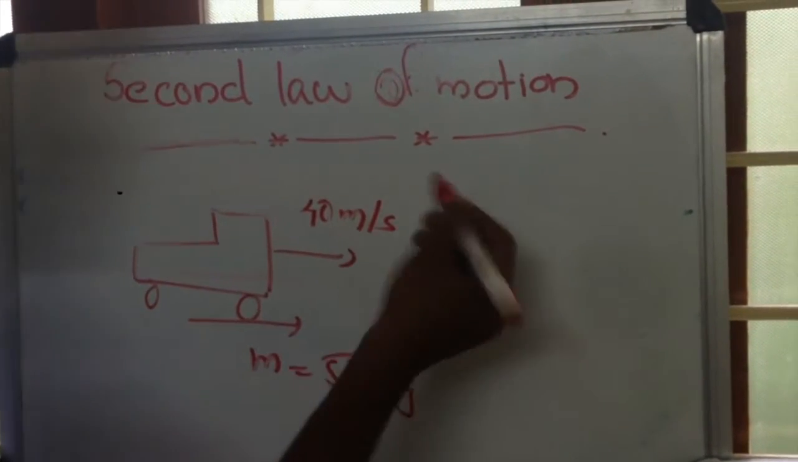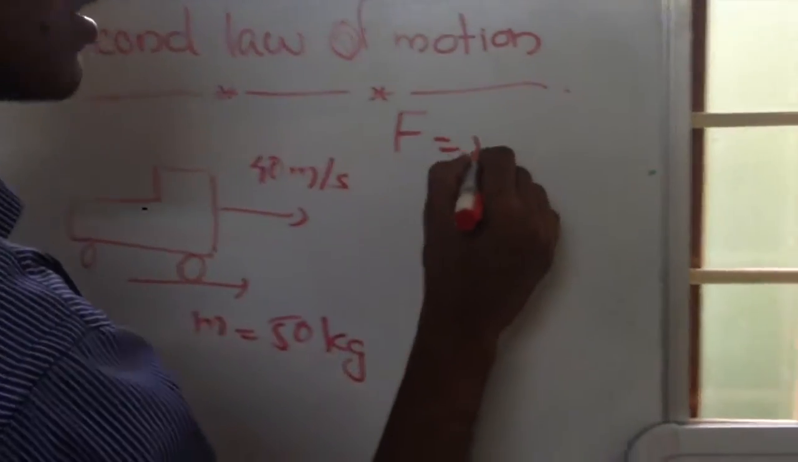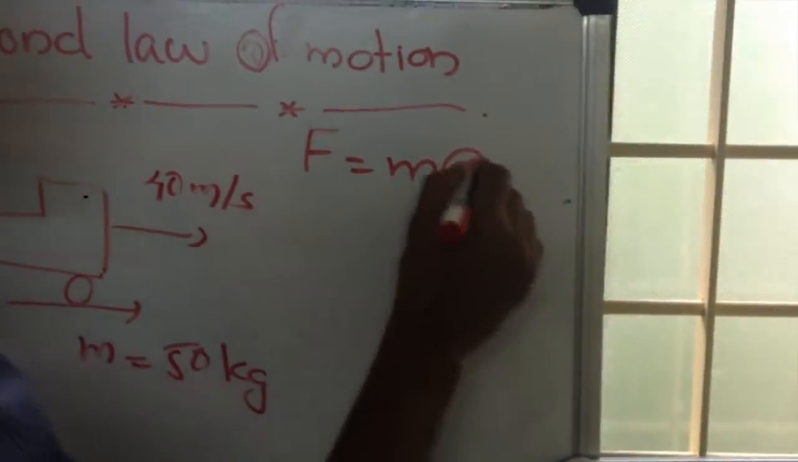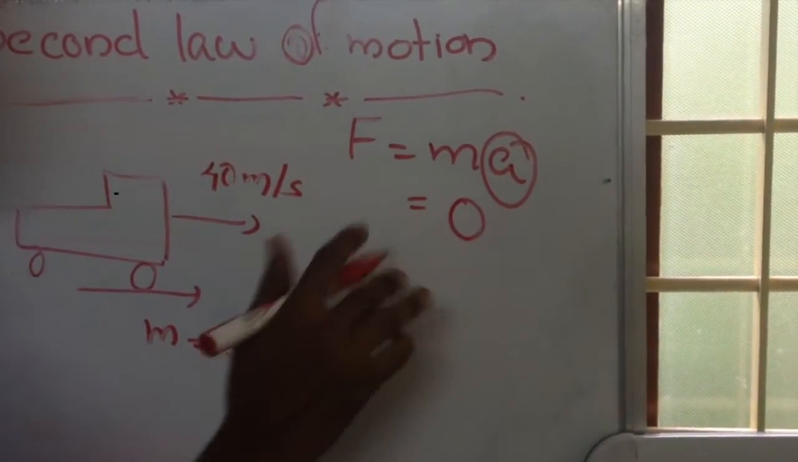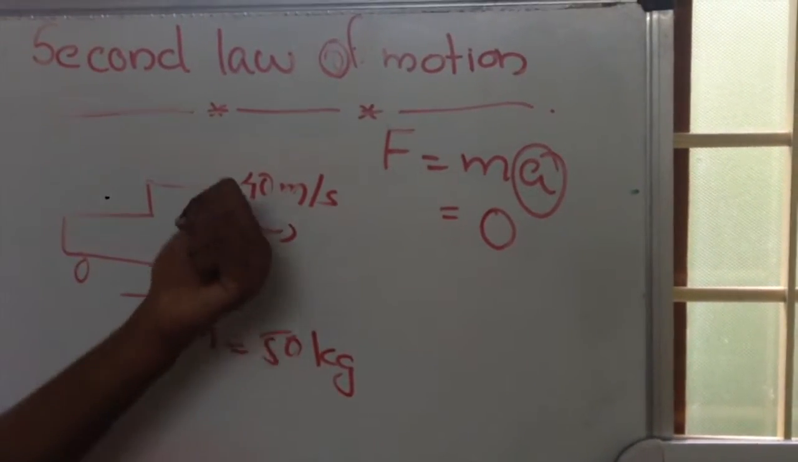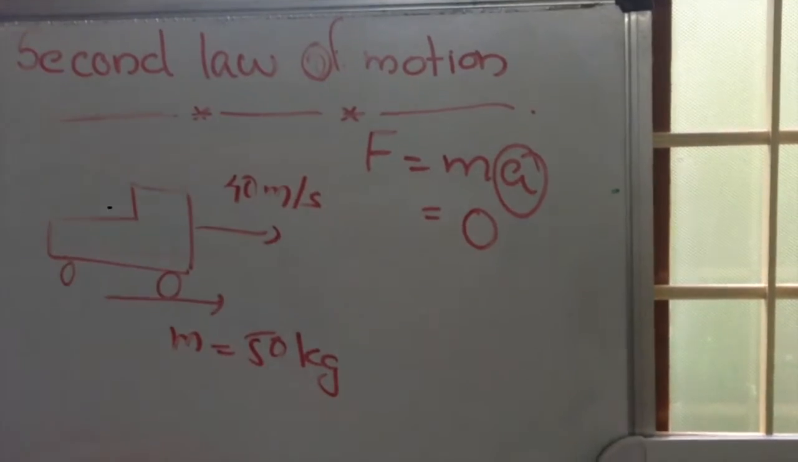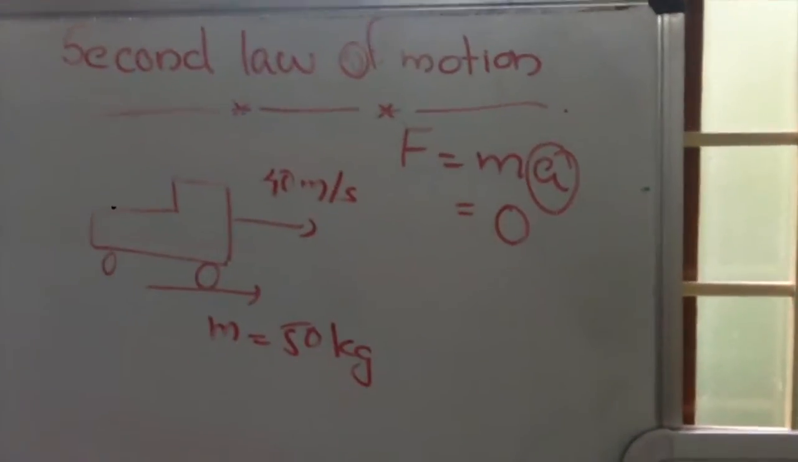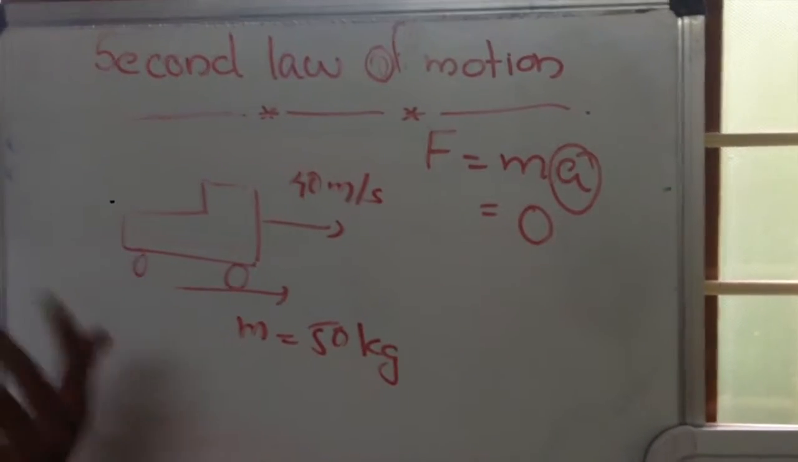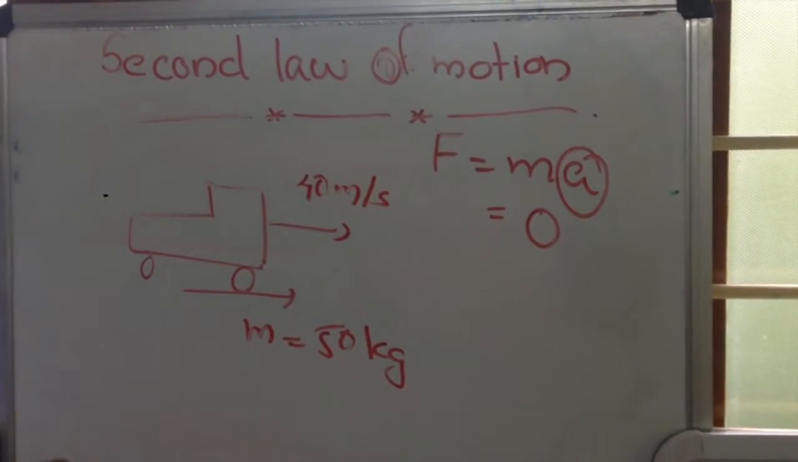That means in the ideal case F is equal to ma, and the acceleration is 0 here, as the velocity is constant. So in order to move this vehicle in a constant velocity, there should not be a force. There is no need of a force. But in the actual case, the engine is working and it is imparting a force.